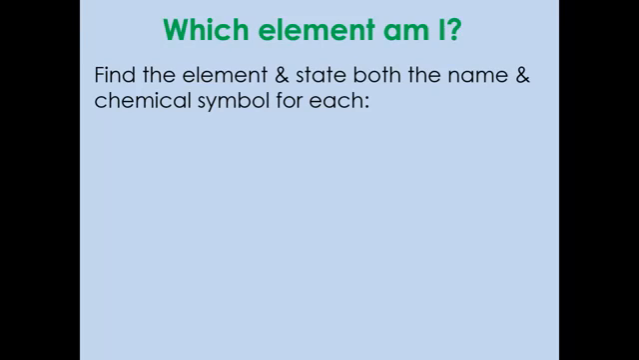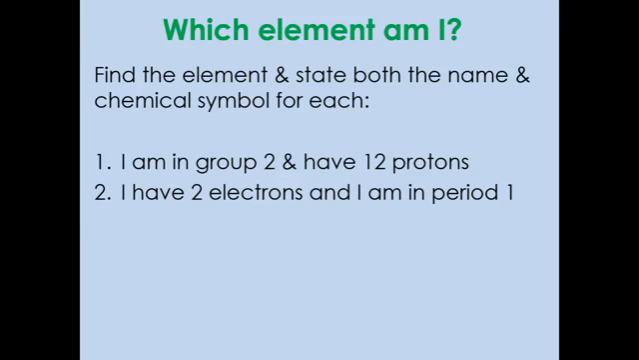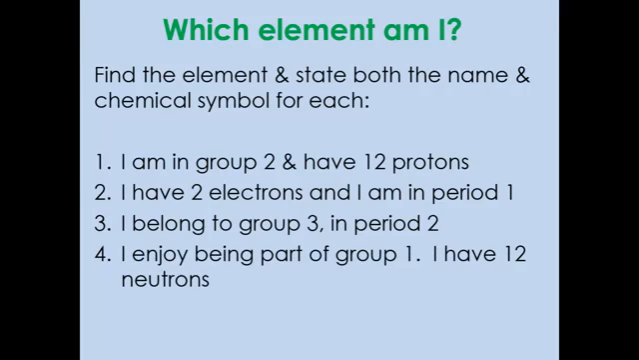So for this one, you just got to work out which element it is referring to, and then write both the name and the chemical symbol for each. So I'm in group 2 and I've got 12 protons. So pause the video and work out what element that is. I've got 2 electrons and I'm in period 1. I belong to group 3 in period 2. And I'm in group 1 with 12 neutrons. And lastly, I've got 110 neutrons. Okay, so pause the video, answer those 5, and then unpause the video and check your answers.